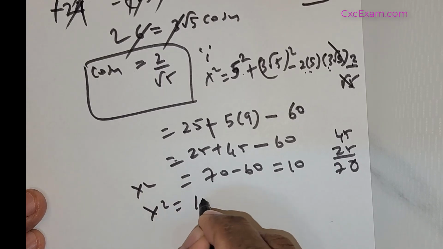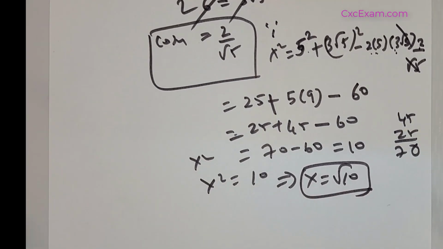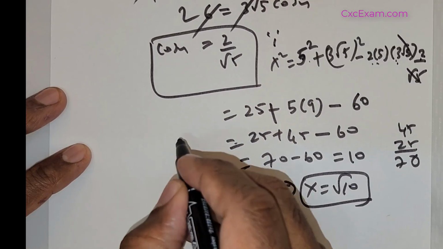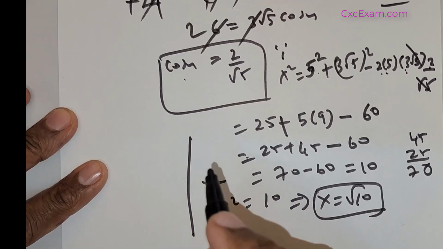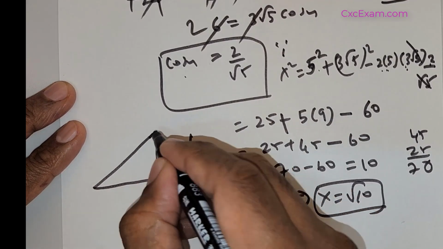So x squared is equal to 10 units. This means x is equal to root of 10. Okay, that's a nice value. Okay, now we need to get the sine equivalent here. Now let me draw the triangle.